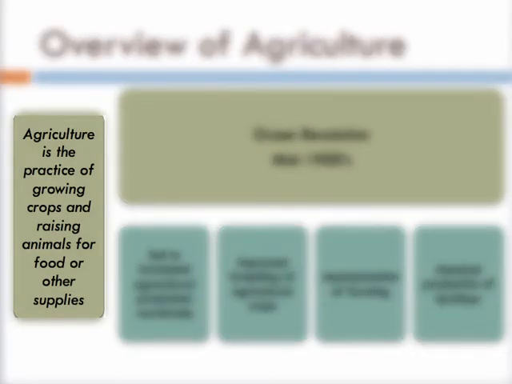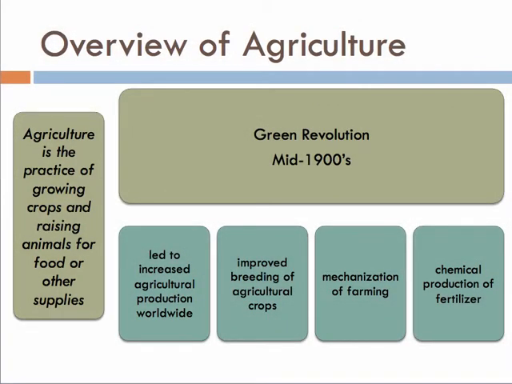Agriculture is the practice of growing crops and raising animals for food or other supplies. Agriculture has been fundamental to human societal development, facilitating the transition from being hunter-gatherers to having settlements. Agricultural practices have changed greatly over the years.